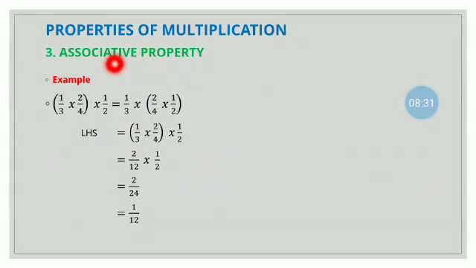The third property, associative property. So 1 upon 3 into 2 upon 4 into 1 upon 2 equals 1 upon 3 into bracket 2 upon 4 into 1 upon 2. So again let's start with LHS and RHS. So bracket 1 upon 3 into 2 upon 4 bracket close into 1 upon 2. So 1 into 2, that is 2, 3 into 4, that is 12. So 2 upon 12 into 1 upon 2. So 2 ones are 2, 12 twos are 24. So 1 upon 12.